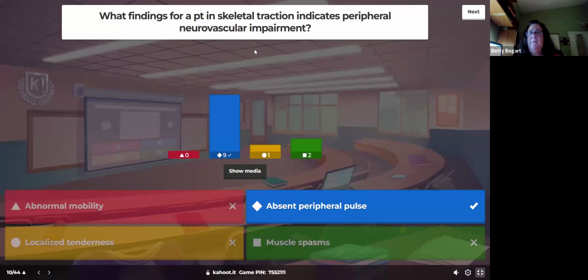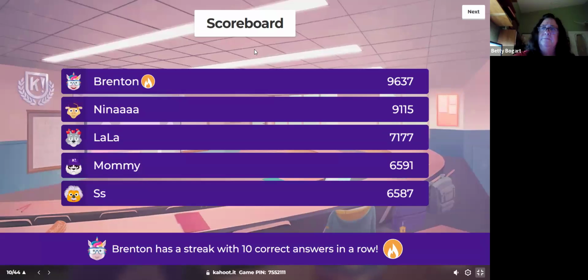So neurovascular impairment means there's no pulse or there's a decreased pulse. There's no capillary refill, prolonged capillary refill, any of those things. Peripheral neurovascular impairment.